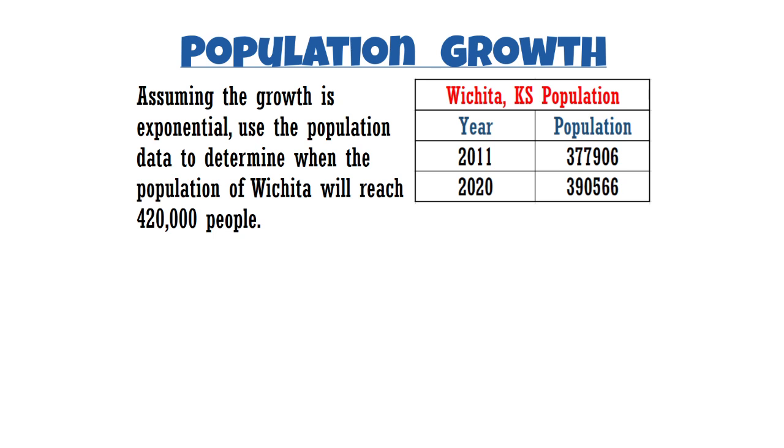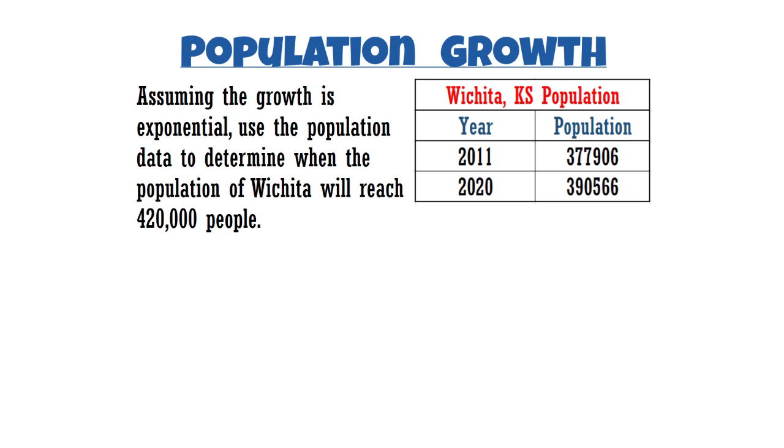All right, as promised, we're going to do a lot of applications with these exponentials. And so a classic situation is population growth. So we will assume that growth is exponential. We're going to use this population data. I went and Googled this to find some Wichita populations and found a couple years of data that I wanted to use. And the question ultimately is, when will Wichita reach 420,000 people?